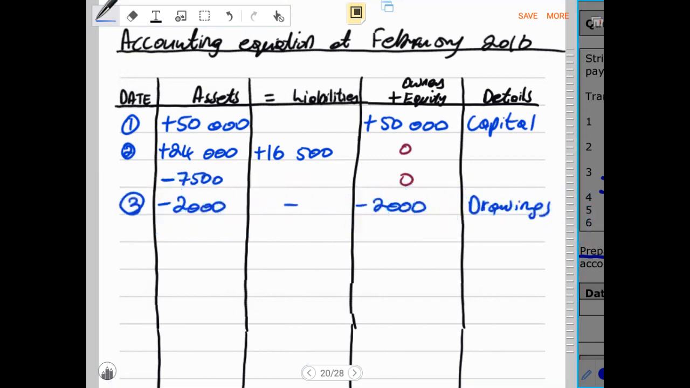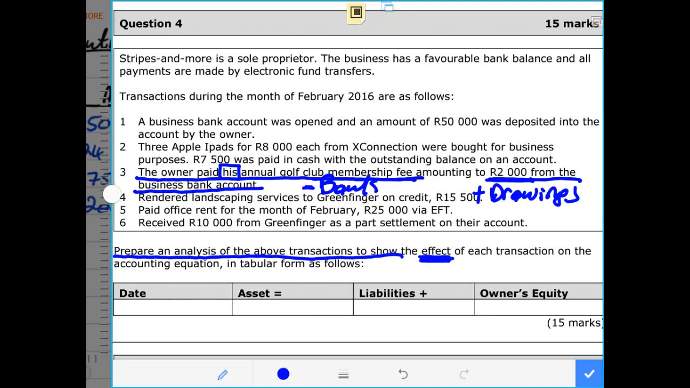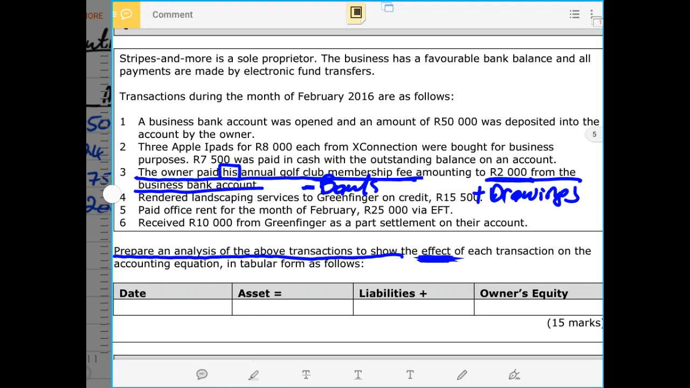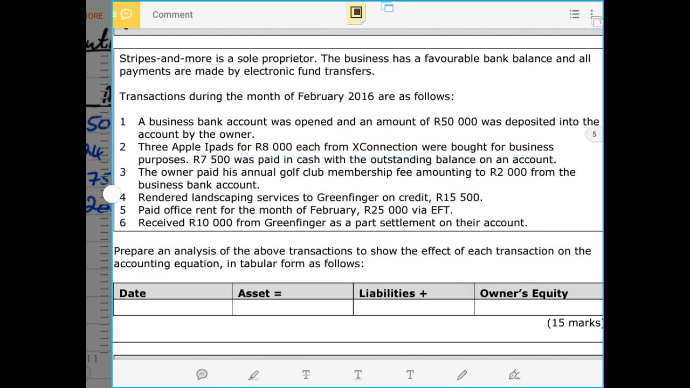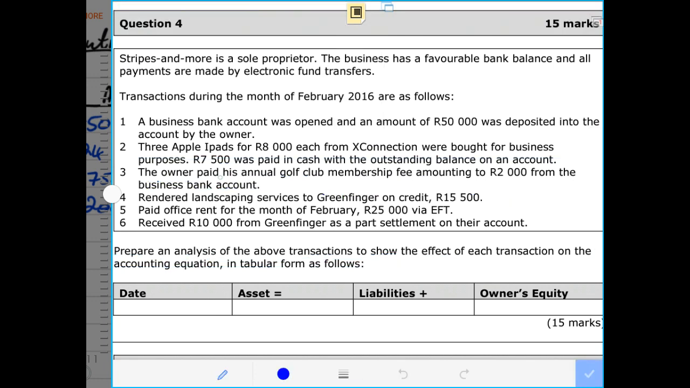So now we have recorded number 3, which was the drawings, where the owner took money out of the business to pay his personal things. And as I said to you, if the owner pays for his personal things, that is called drawings. In this case, he took money for personal use because it was for his own annual golf club. It's not a transaction for the business.